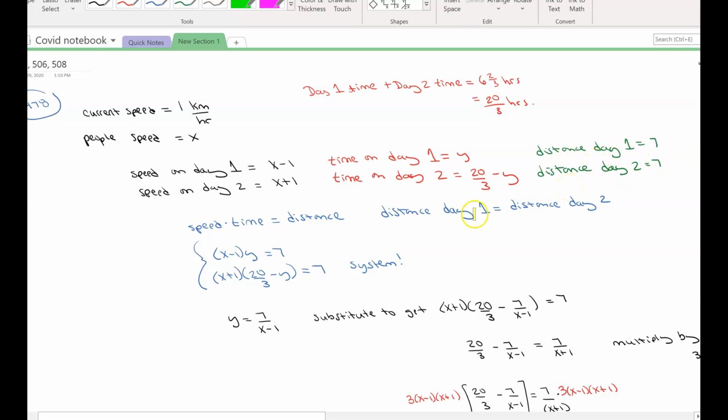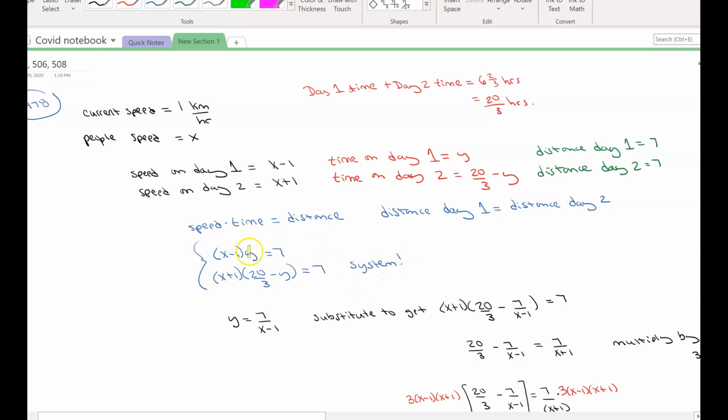Okay, I made a couple notes here. Remember this equation, speed times time equals distance, and I wrote distance on day 1 equals distance on day 2. And then what I have here is speed times time equals distance. Note the parentheses. Here's day 1's equation, and here's day 2's equation. Speed times time equals distance. And we've got a system.